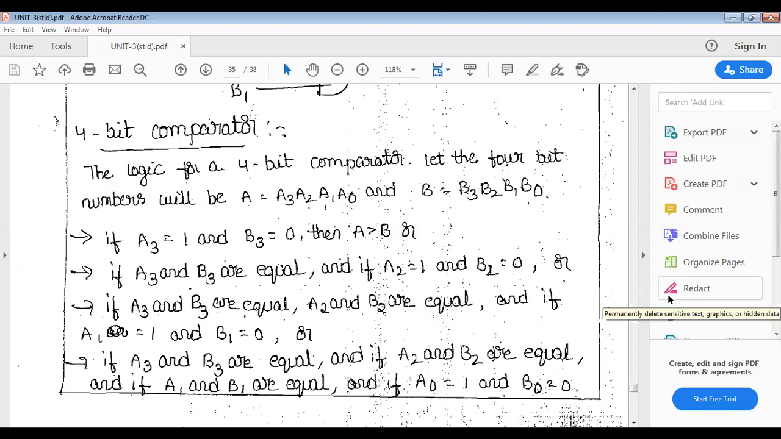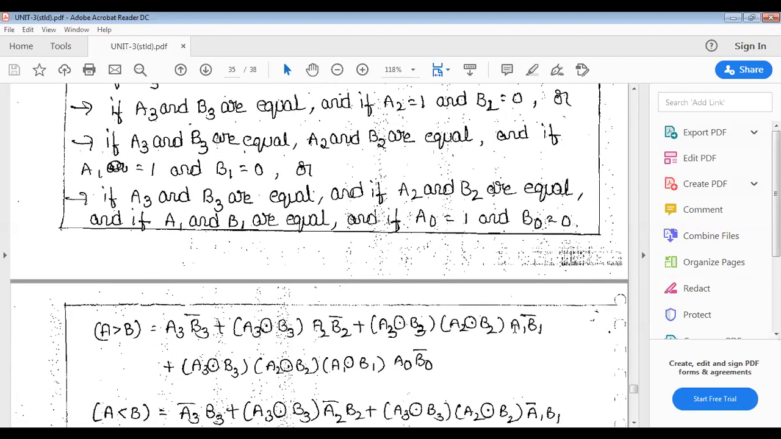Otherwise, if these two are equal, we go for the next bit. A3 and B3 are equal, and A2 is equal to 1 and B2 is equal to 0. Or if A3, B3 are equal and A2, B2 are also equal, and A1 is equal to 1 and B1 is equal to 0. Okay. The total theory, you can put it in Boolean expression.